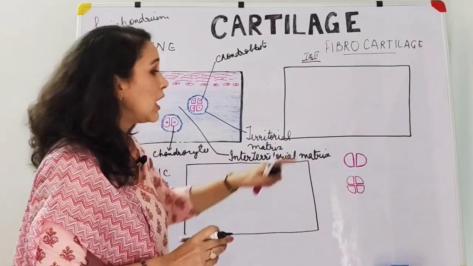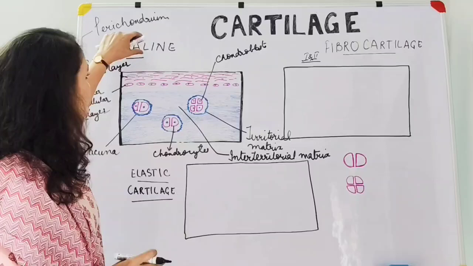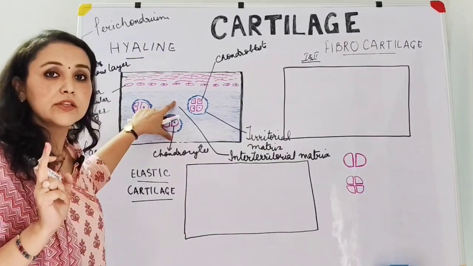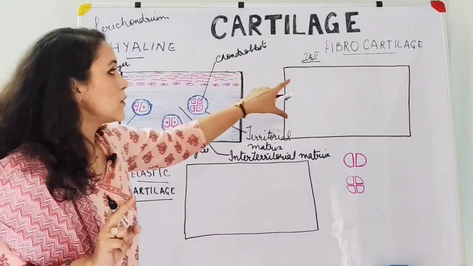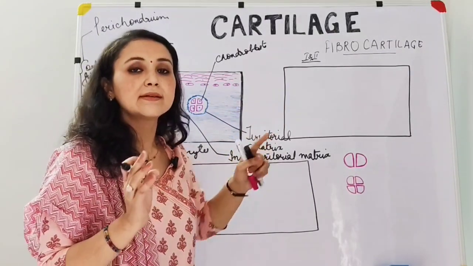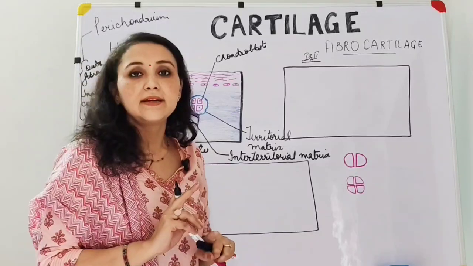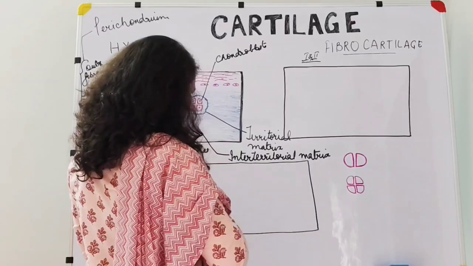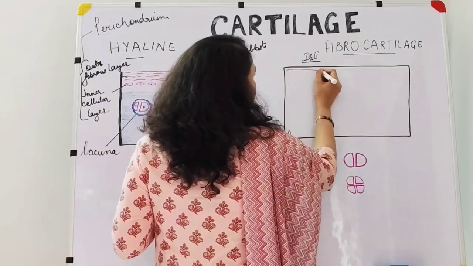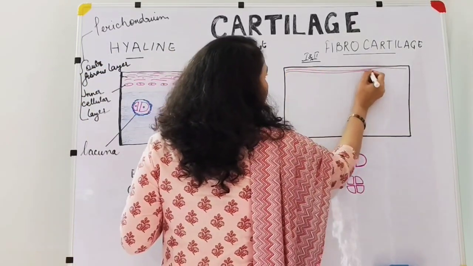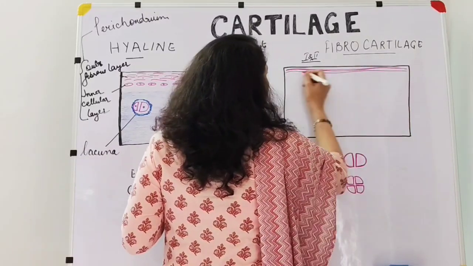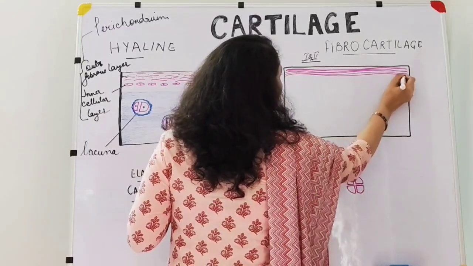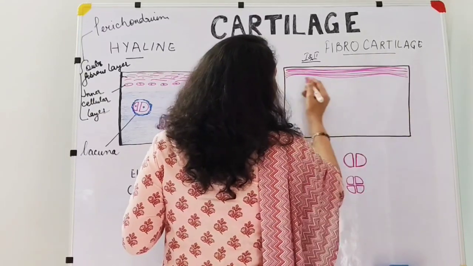How is it different from hyaline cartilage? In hyaline cartilage, perichondrium has collagen type 1, the matrix has collagen type 2. Whereas in case of fibrocartilage, it has mixed type 1 and type 2, but it doesn't have perichondrium, right? So how will you draw the fibers? It is laying bundles of collagen fibers which will run parallel to each other. So these are the collagen fibers, the non-branching wavy bundles.